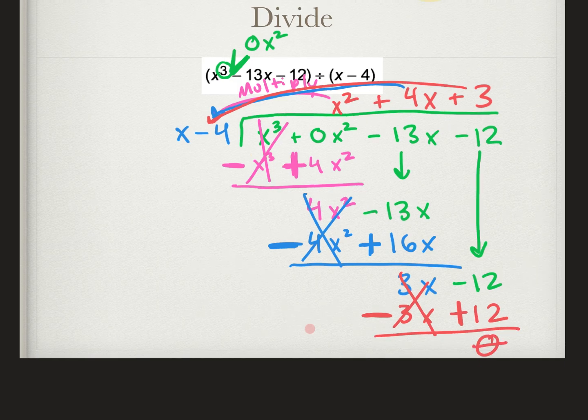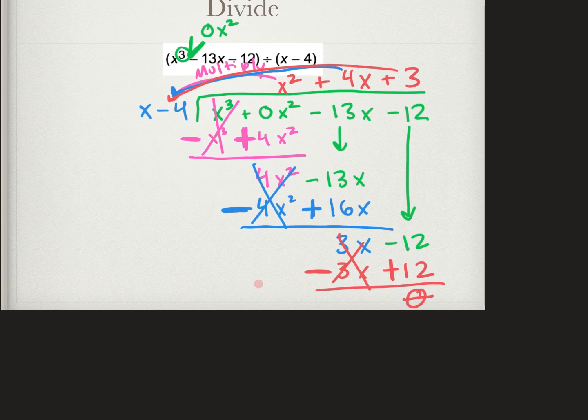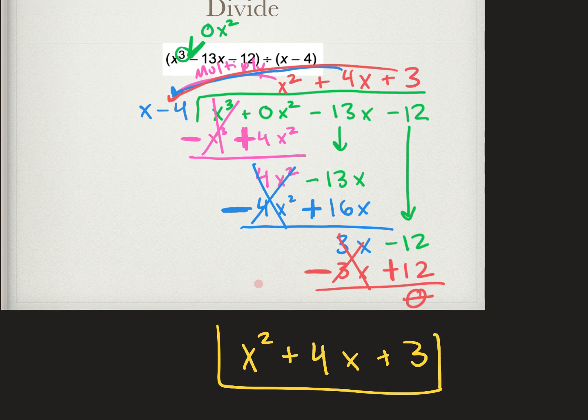So what's my answer? You got x squared plus 4x plus 3. There's no remainder here. So that's our answer. All that for one problem. So even though we're dividing polynomials, we're multiplying polynomials, and we're adding and subtracting polynomials. It's all of them in one.